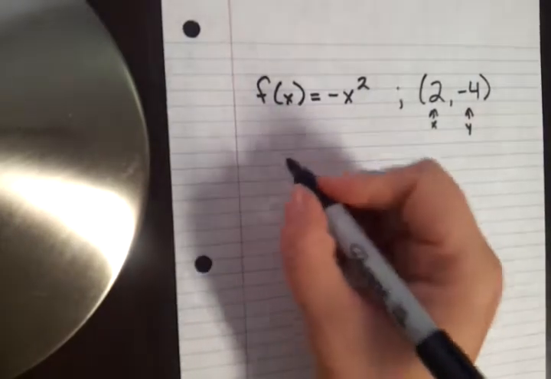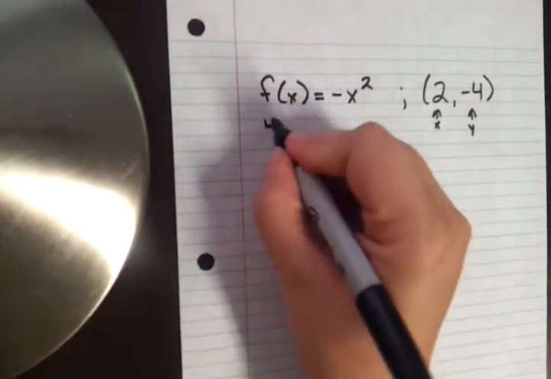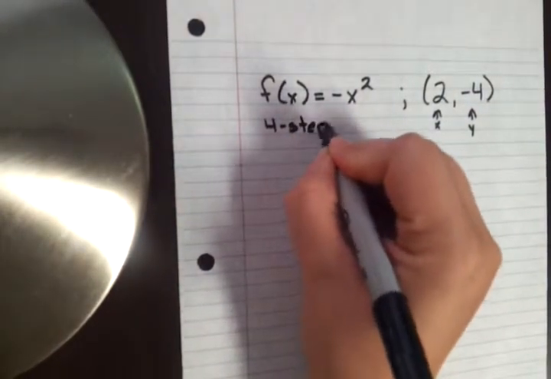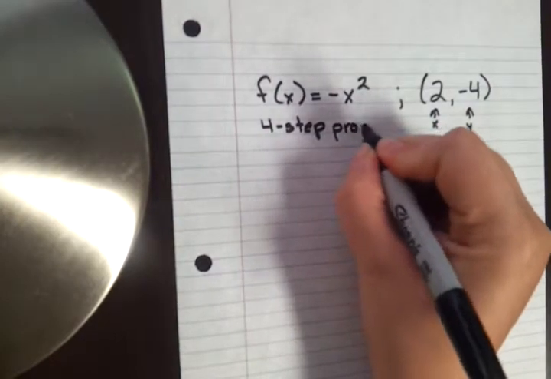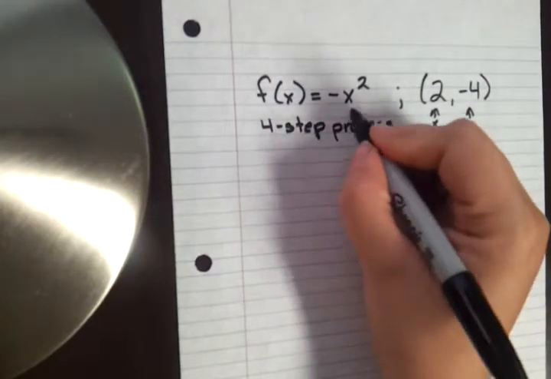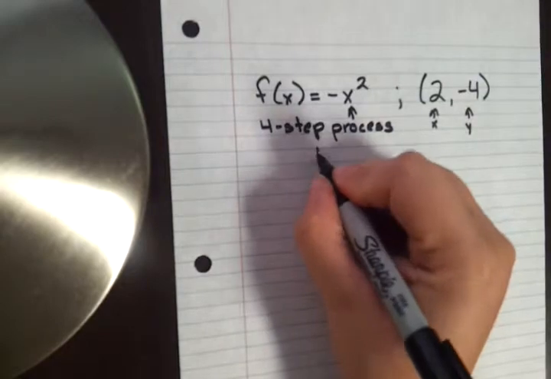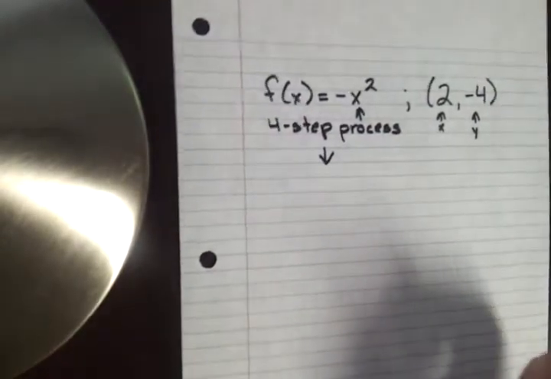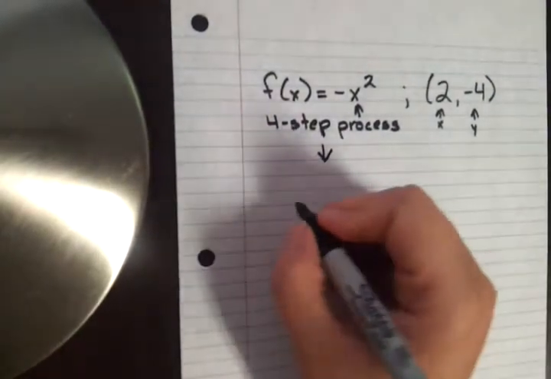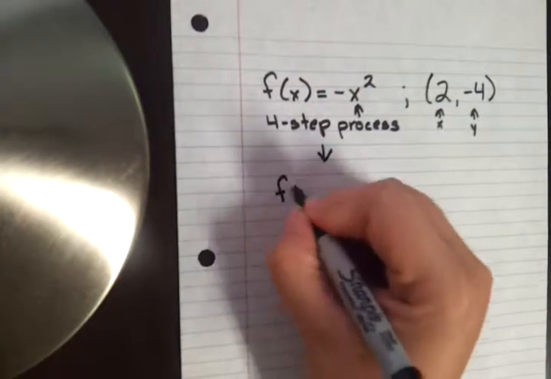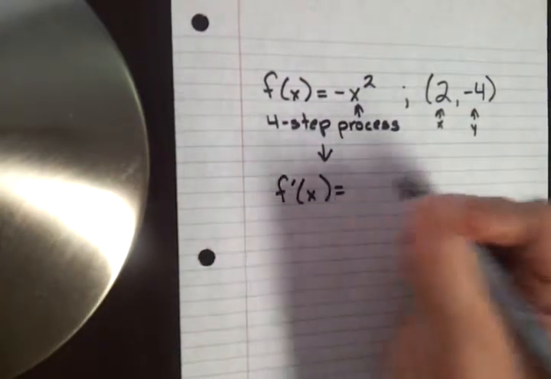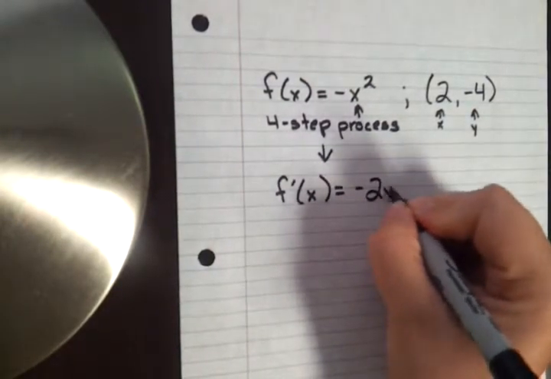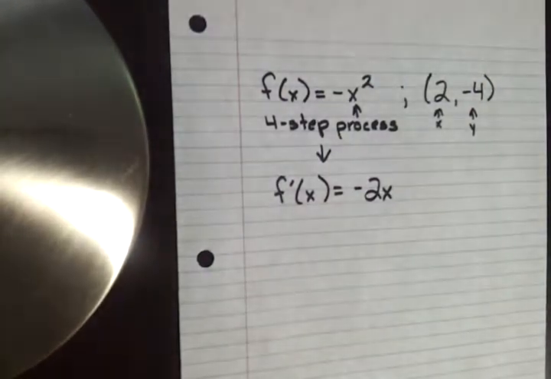For this homework, that means to do the 4-step process on this function up here. And when you do that, because I trust that you will all faithfully do the entire 4-step process, you come up with f prime of x equals negative 2x. Okay, so we've got f prime of x.